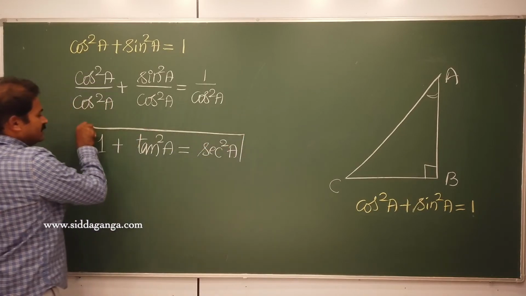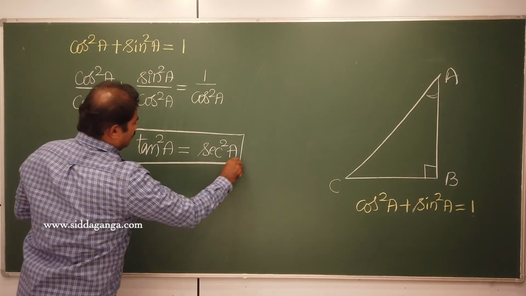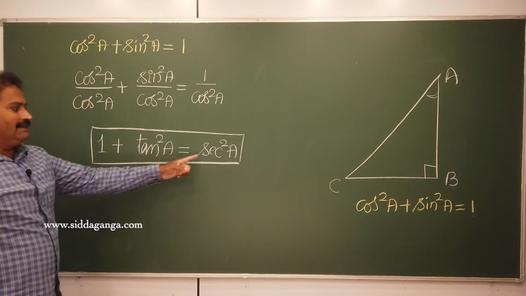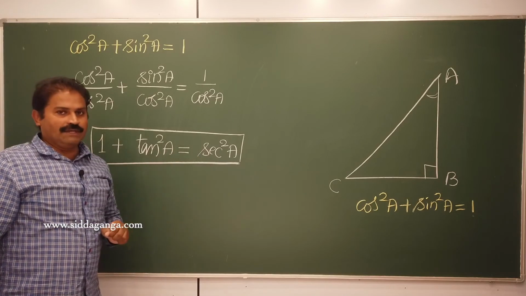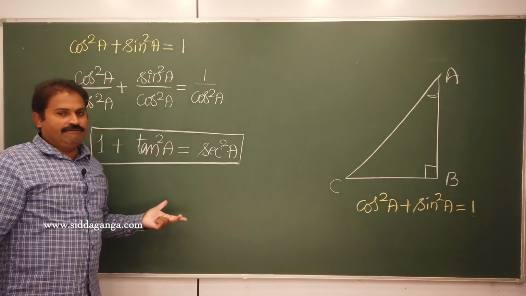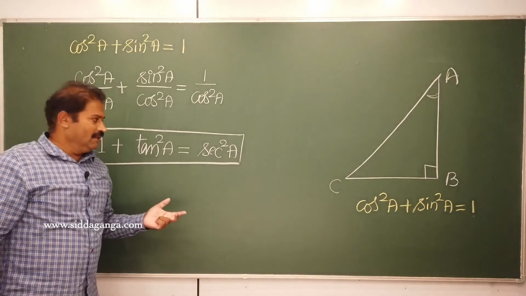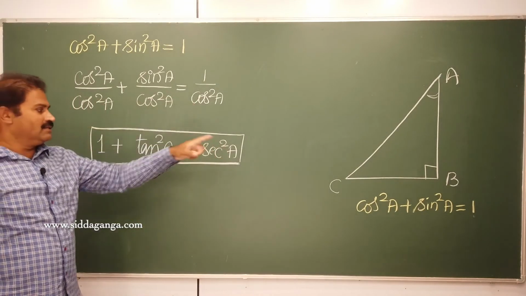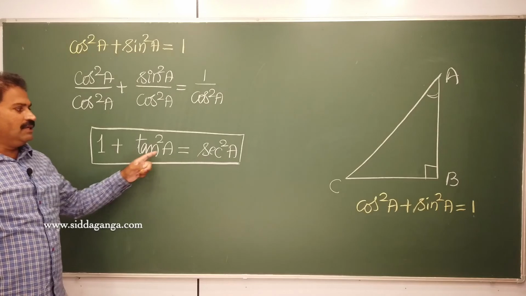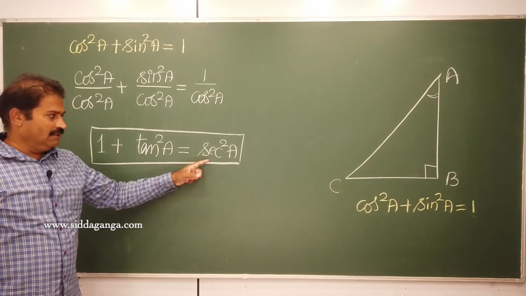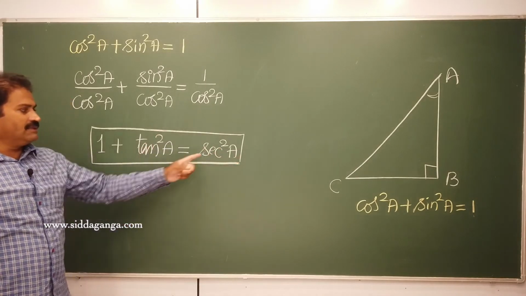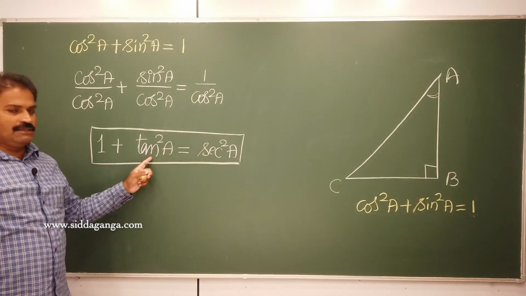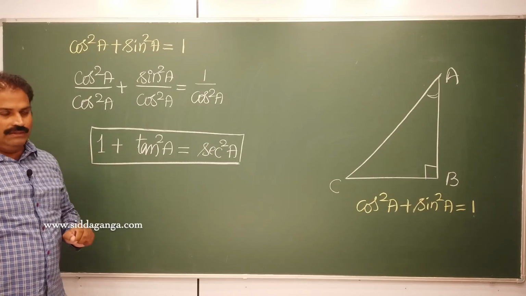So this is the second identity, where you have the relation between tan and sec. So 1 plus tan square A is equal to sec square A. In three different forms you can write it. What are they? You can shift 1 to that side, so that gives you tan square A is equal to sec square A minus 1. Or you can shift tan square A to that side, that gives you sec square A minus tan square A is equal to 1.